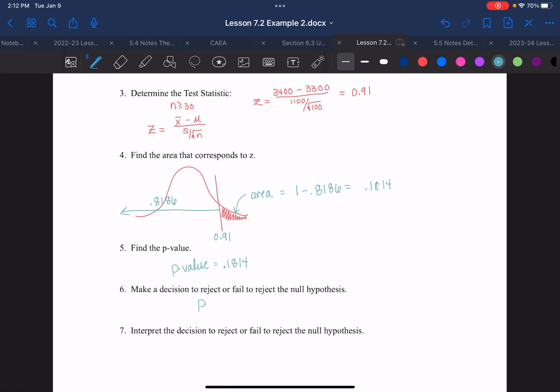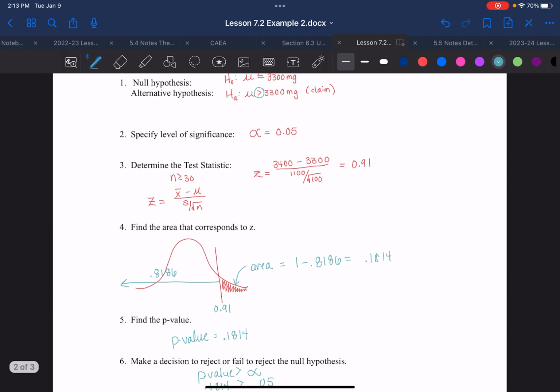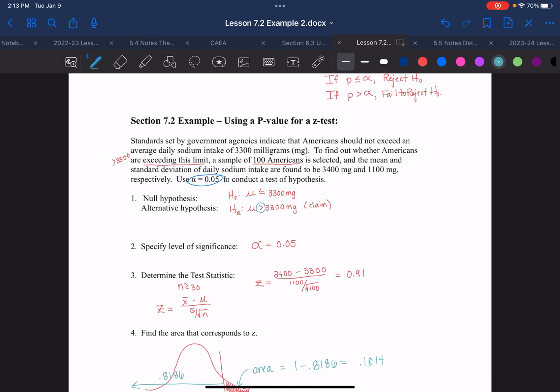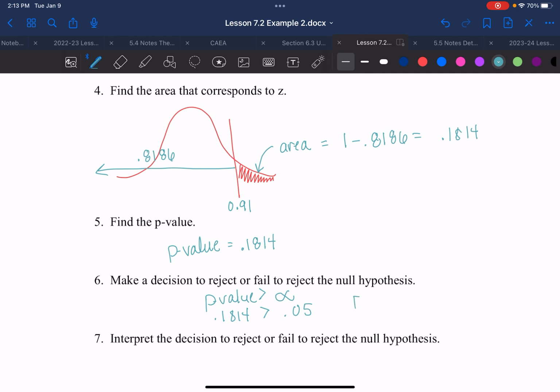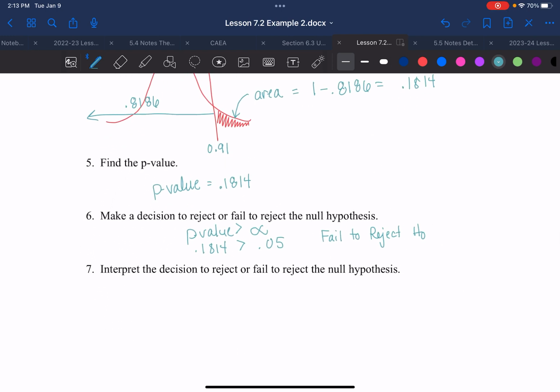Now, that takes my decision. If I compare my p-value to my alpha, and my p-value is 0.1814 and my alpha is 0.05, I can clearly see that my p-value is greater. If I go back up here to my decision, that means that I am going to fail to reject the null hypothesis. Because I'm failing to reject the null hypothesis and my claim is in the alternative, I do not have enough evidence to support my claim.